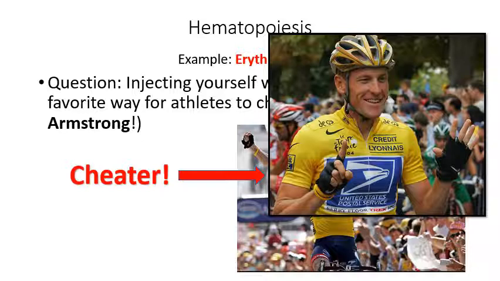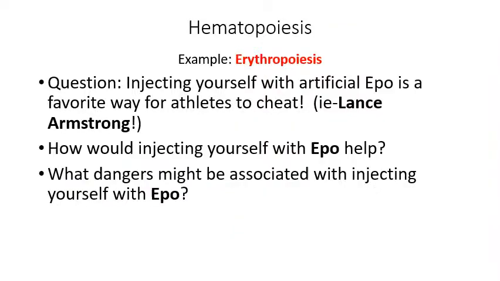That has the effect of increasing the number of red blood cells in your blood, which means that your blood can carry more oxygen than it otherwise could. So if your blood can carry more oxygen around to the muscles, then your muscles can work harder because they're getting more oxygen. So injecting erythropoietin is a standard way for certain athletes to cheat.